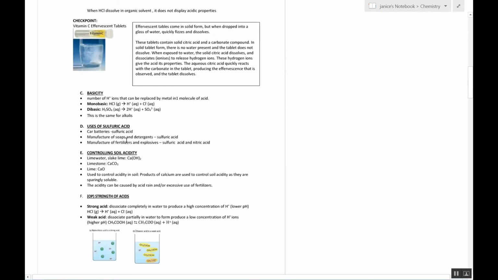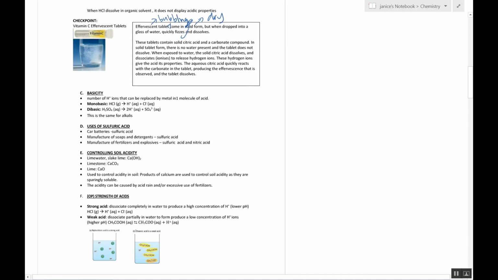Okay, so if we look at this checkpoint over here, a very common example that they will ask you. Effervescence tablets come in solid form. Solid form, you should know this is dry. Effervescence means bubbling. When it is dry, there are obviously no bubbles because these are just tablets. But when dropped inside a glass of water, it quickly fizzles. Fizzles means bubbles, right? And then it dissolves.